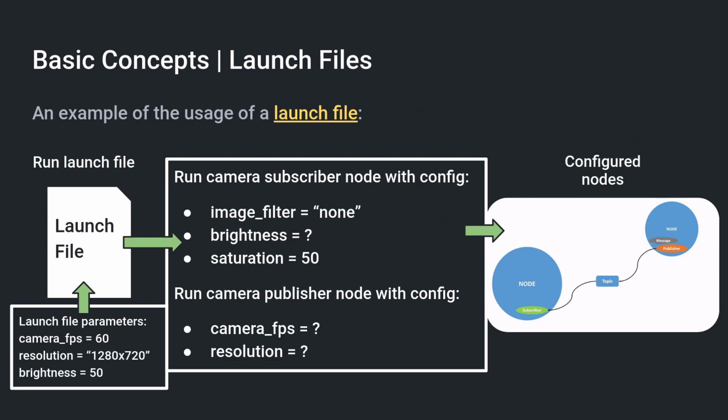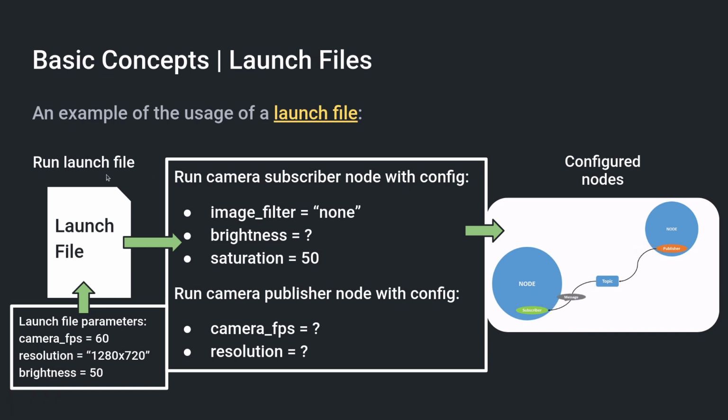So example usage of a launch file. So pretty much you can see instead of having to by hand specify the parameters for each node, you can have one file and specify the parameters that you need. So for example, this file here, this launch file, we have camera frames per second set at 60, resolution 1280 by 720, and brightness 50.